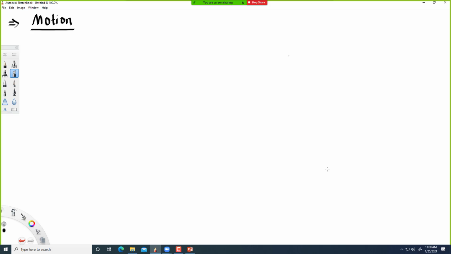Okay, so it's 11. Let's get started. So today we will start a new chapter called motion. In this chapter, we will talk about one-dimensional motion, meaning motion of an object in a straight path, okay, straight line. So let's first define what is motion.